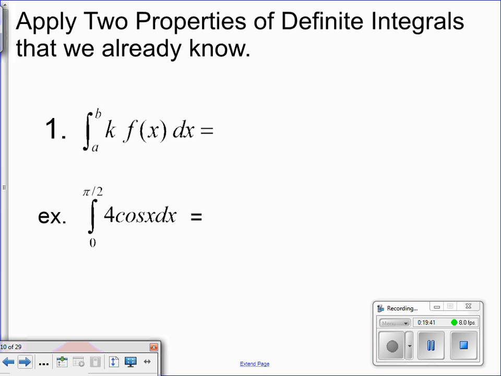Okay, so today I want to talk about properties of the definite integral. And some of them you already know, because we had them for indefinite integrals. Like this first one. What can you do with a constant multiplier? You just pull it out front. You can still do that if you have a definite integral.